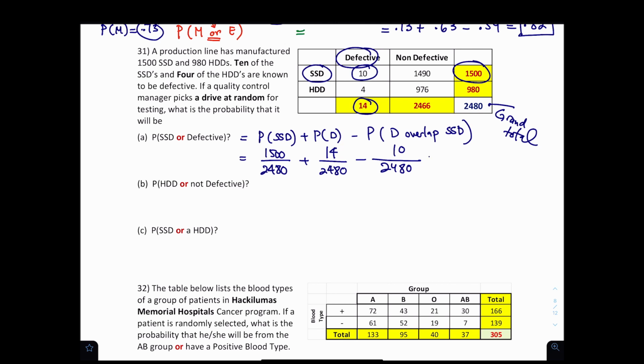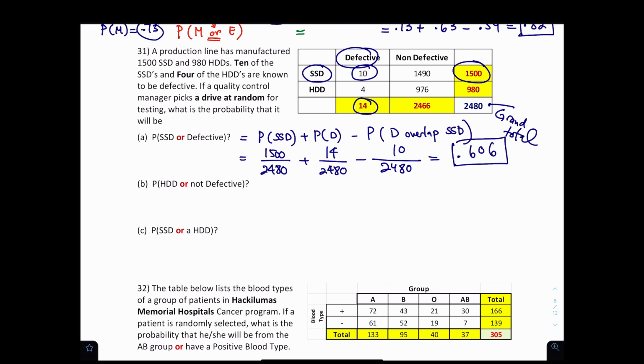Now, how do I do this? I simply go to a spreadsheet and I do exactly what I had asked you guys to do earlier. So you type equals 1500 divided by 2480. And I'm doing this on a spreadsheet in front of me as I'm speaking it to you, plus 14 divided by 2480 minus 10 divided by 2480. And if you type that in Excel, you get 0.606.